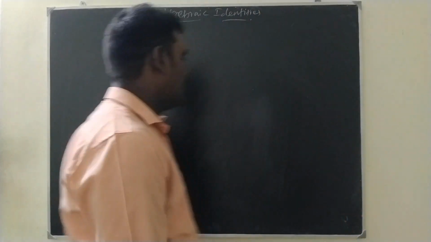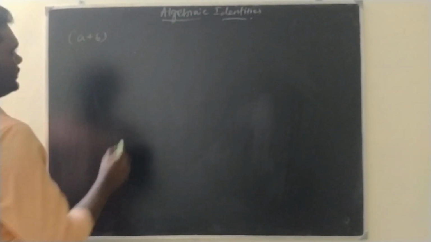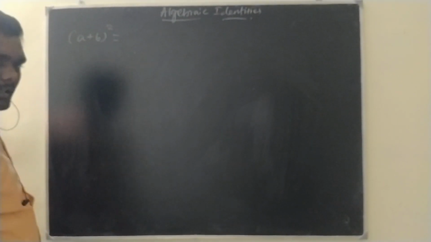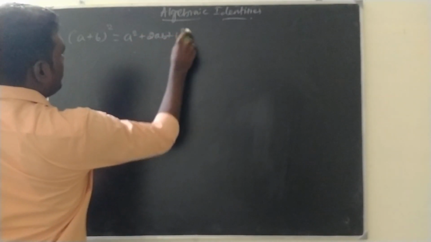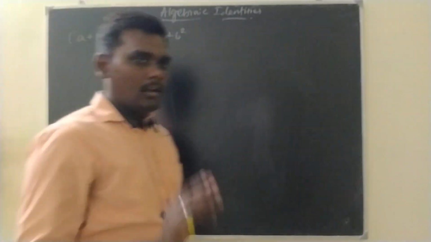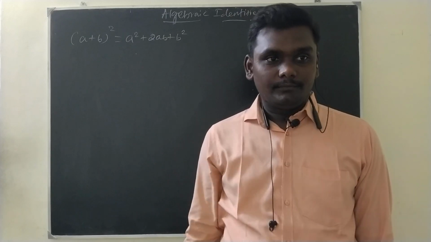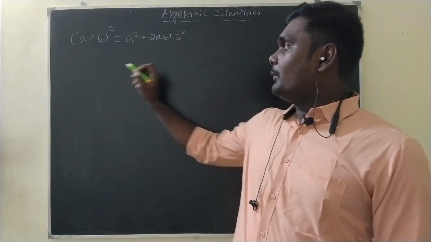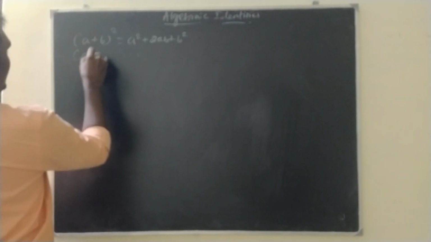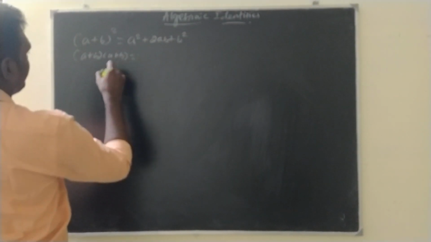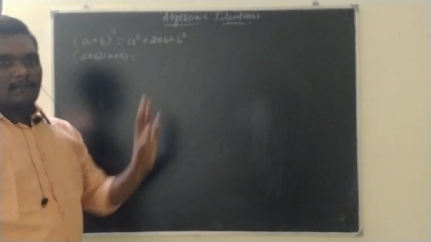The square of a binomial: we generally see a plus b, which contains two terms. The square of a binomial is a square plus 2ab plus b square. How did we get this? Previously we have seen multiplication of polynomials. Now, binomial into binomial, in that method we can work this out and we will get this answer. So a plus b whole square can be written as a plus b into a plus b, and when you do the multiplication of two binomials, you will get this answer.